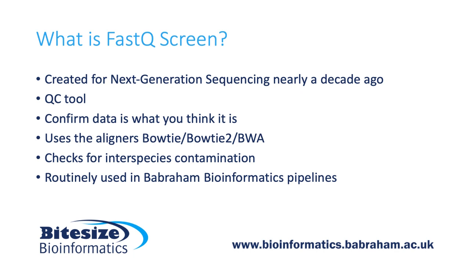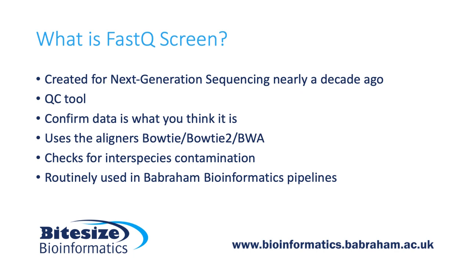Superficially, I guess, there could be some sort of sample swap. Also, experiments that involve amplifying up a small amount of starting material are particularly prone to amplifying up the wrong molecule. So you could have a sample with a small amount of contamination from a different source, and then you amplify up the wrong type of molecules. Primarily, FastQ Screen is designed to identify interspecies contamination.